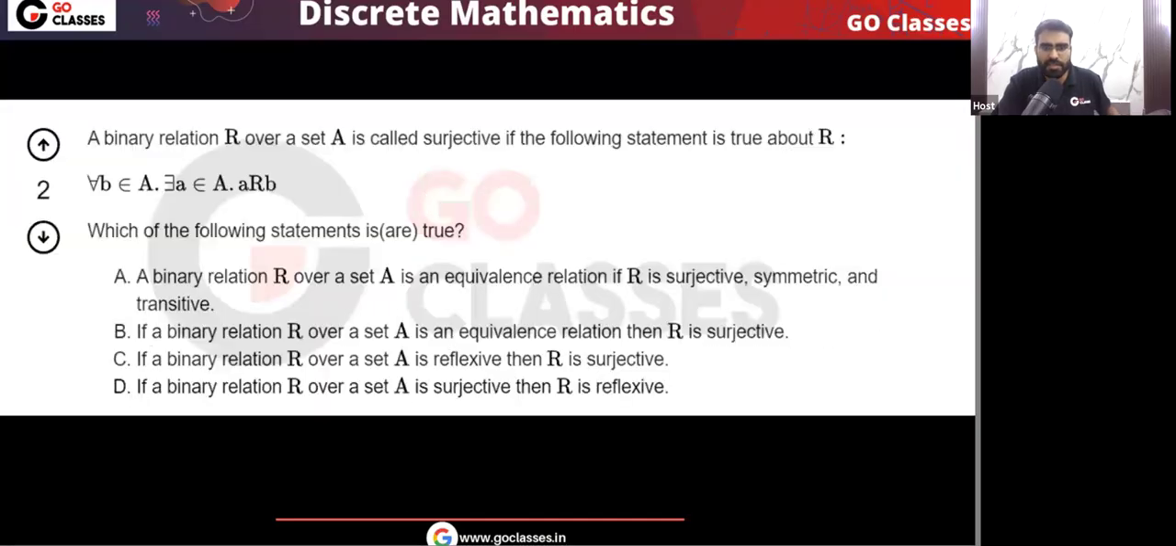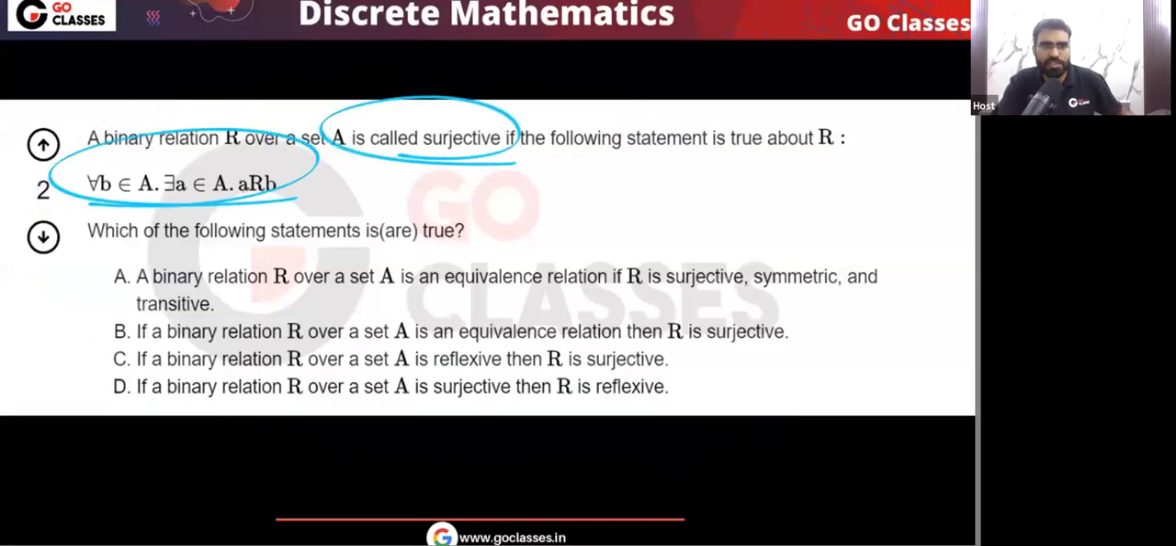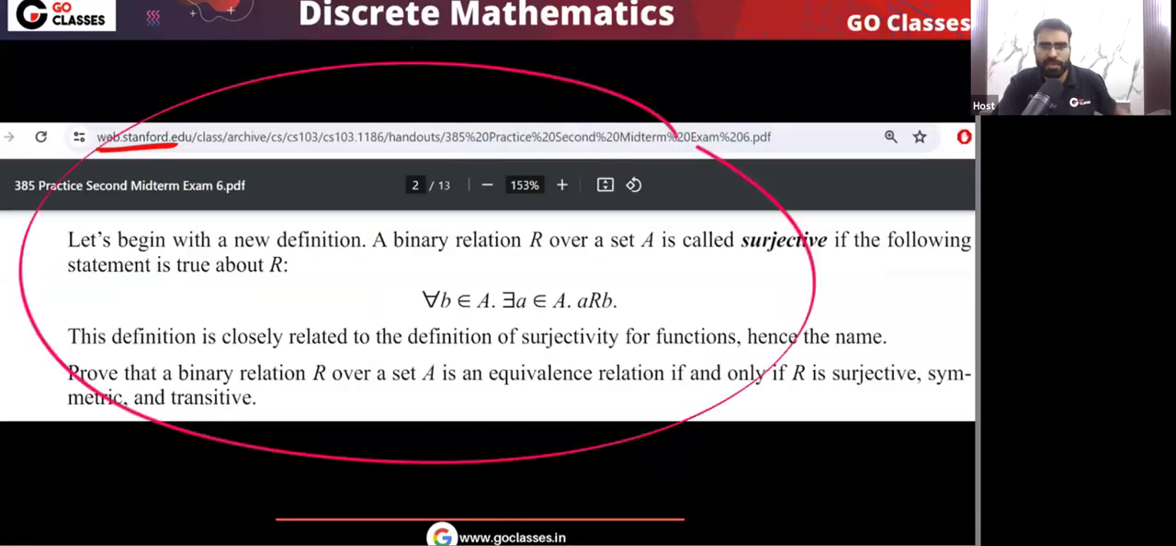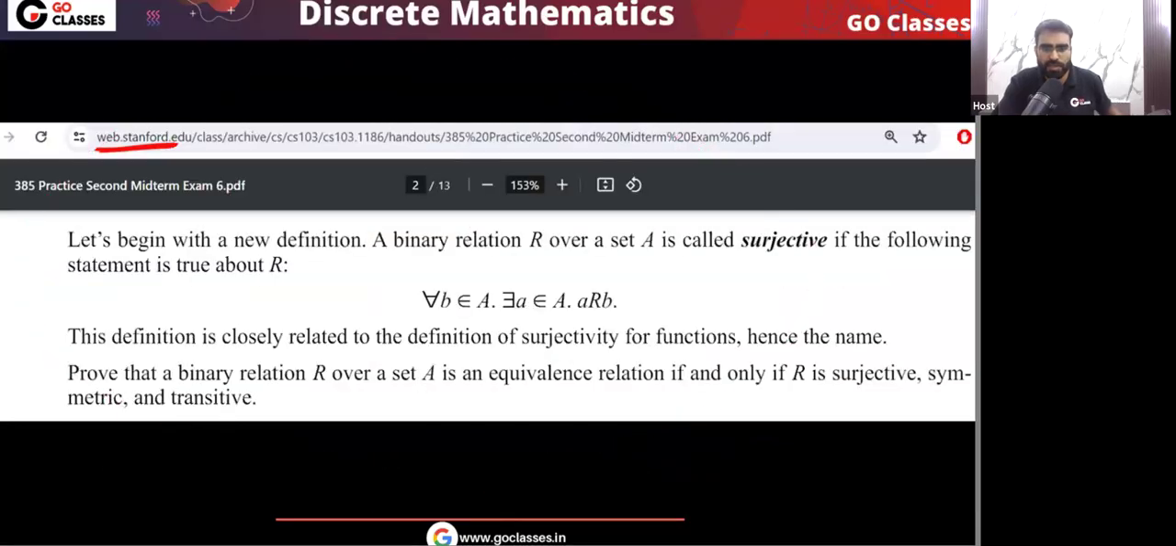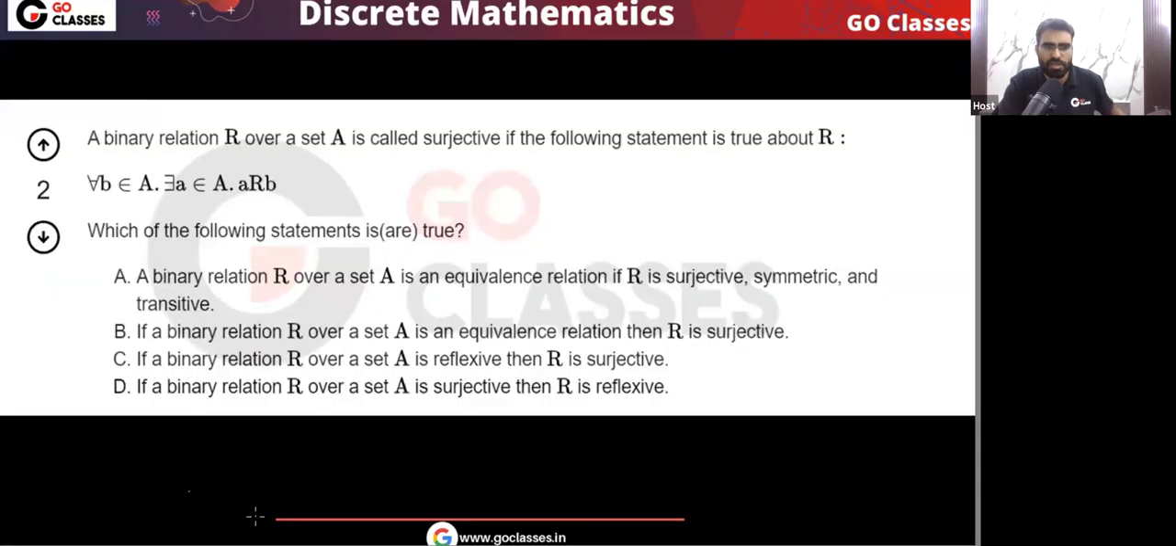So you can see this question, the definition of surjective relation. This is actually taken from a Stanford University assignment. Okay, now let's solve it. Read this question and understand the relation. First, you understand what the given relation is, then you can easily solve this question.